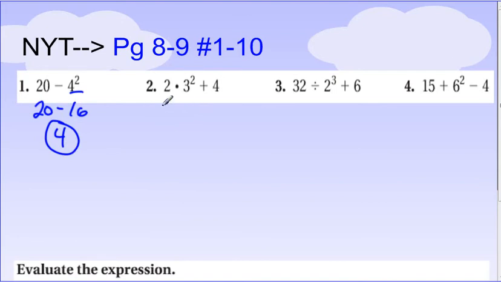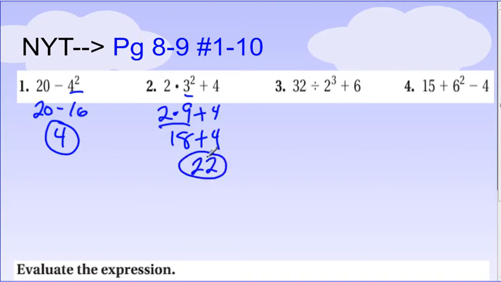Okay, number 2. Exponent first. So 3 squared, 3 times 3 is 9. Write down the rest of the problem. Multiply or add. Multiply first. That gives us 18. And then 18 plus 4 is 22. Number 3, 2 cubed, 2 to the third power is 8. 2 times 2 is 4, times 2 more is 8.